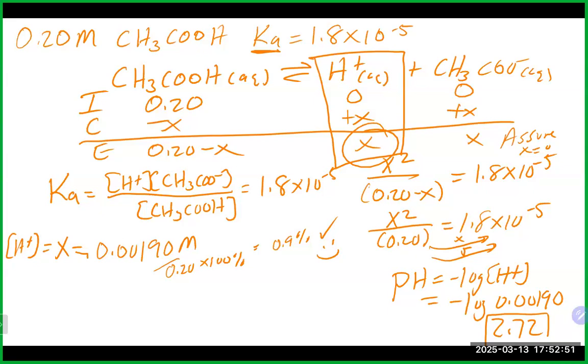First off, any questions on any of the calculation there? This is pretty much identical to what we did in the previous chapter when you had a weak acid type problem. Any questions? All right.